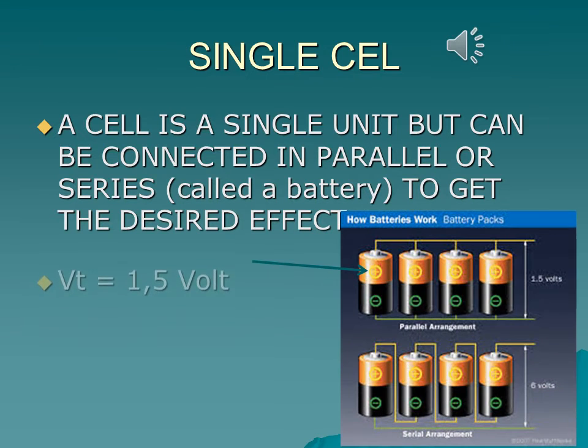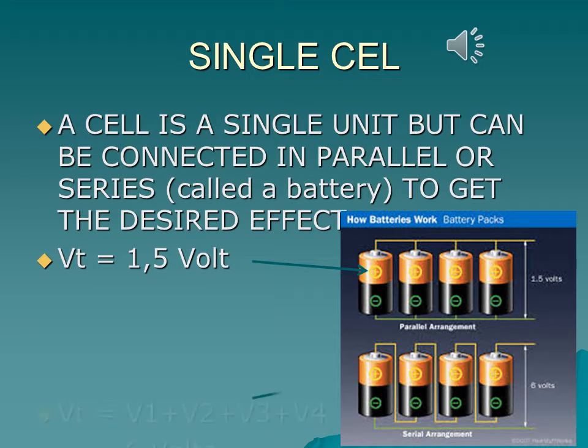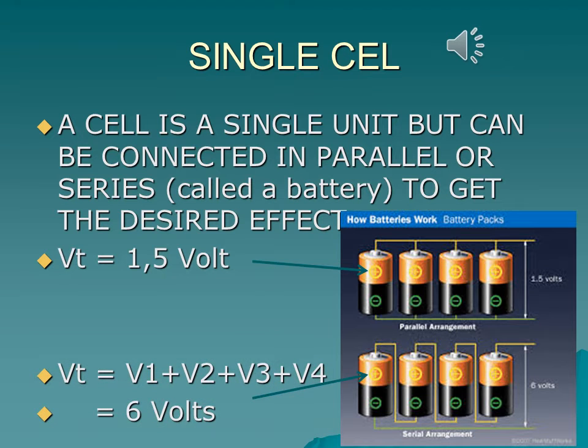The total voltage of this setup equals 1,5 volt because it is connected in parallel, but it has a much larger capacity. The total voltage in this configuration equals, of course, V1 plus V2 plus V3 plus V4, which gives you 6 volts, and that is, of course, a larger voltage than one battery alone.